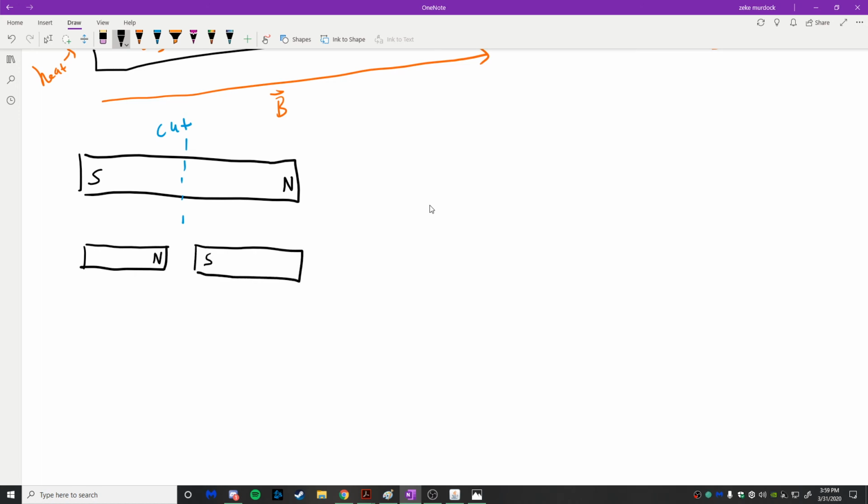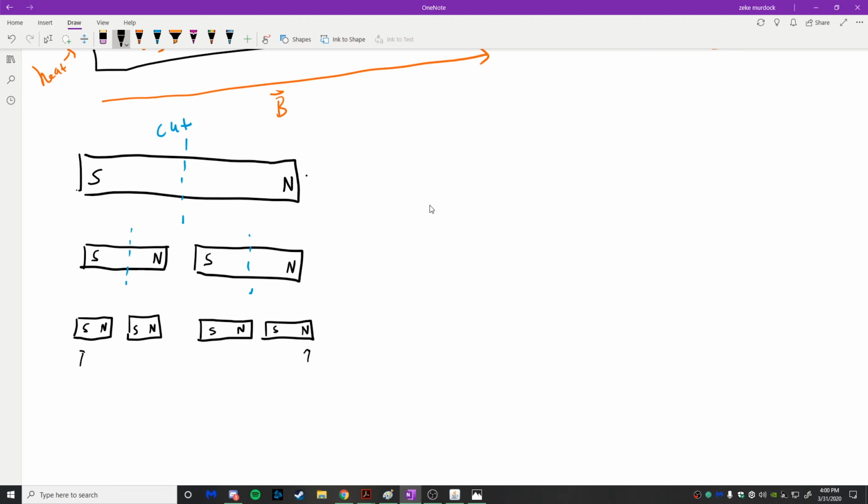This ends up being south, north, and this ends up being north-south. We can repeat the process here and here. And again, what we'll find is that we get a magnet here that ends up being south on this side and north on this side. A magnet here that ends up being south-north. Another magnet here that ends up being also south-north, and this one will be south-north as well. So the side that was north is still north, and the side that's south is still south, but every piece that you cut out produces 2 new magnets, okay?